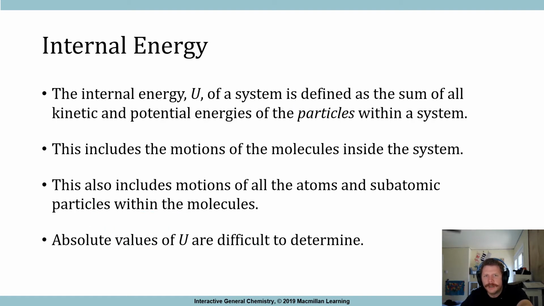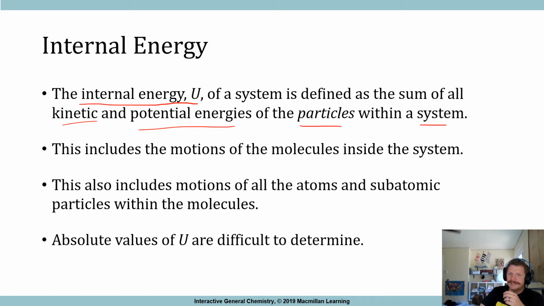The internal energy of a system is defined as the sum of all kinetic and potential energies of the particles within that system. So the internal energy takes into consideration all the particles that are in motion, those with kinetic energy or higher kinetic energy, and those that are not in motion, those that have nothing but potential energy. This includes the motions of the molecules inside that system. This also includes motions of all the atoms and subatomic particles within the molecules. Absolute values of U are difficult to actually determine because of the vastness of it all.